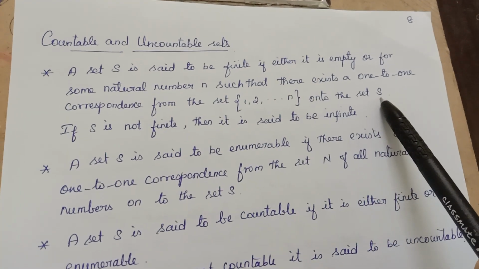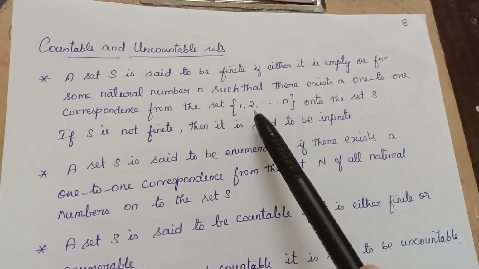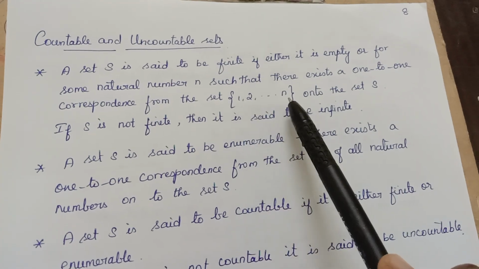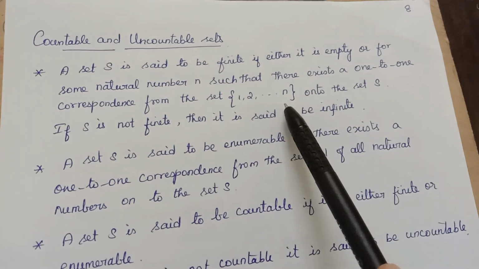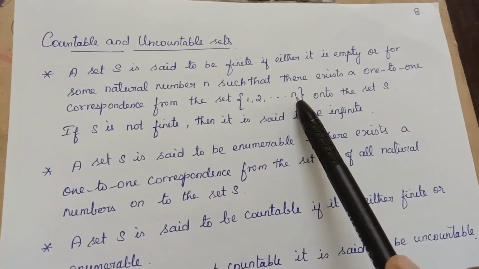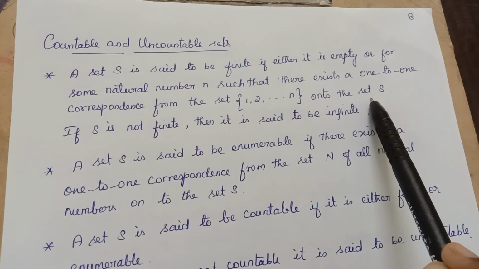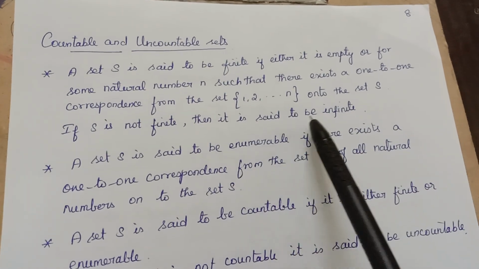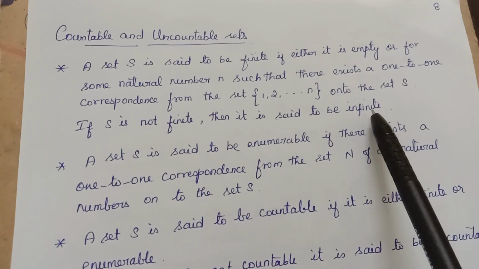Okay, so if you want to prove this S is a finite set, what do you have to do? You have to take this set 1 to n, that is the natural numbers starting from 1 to n, and you have to get a bijection from this set onto this S. Then if the bijection exists, the set is said to be finite. Otherwise, the set is said to be infinite. So this is the mathematical way of defining a finite set.